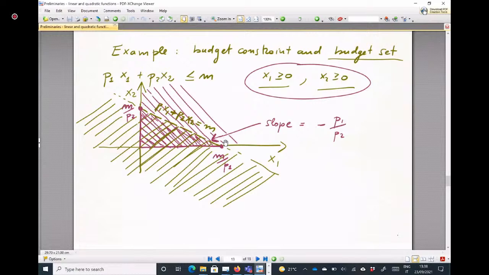This is an example in which we use parameters to define a straight line, and we can also find, for instance, the intersection points as functions of the parameters with a very clear meaning. The intersection point here is just the budget divided by the unit price 1, and this is the budget divided by the unit price 2.